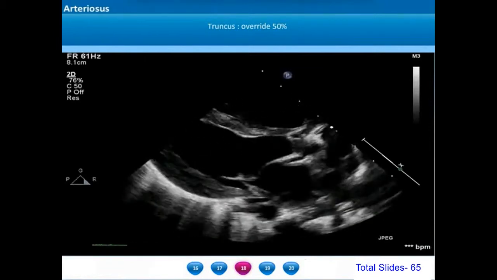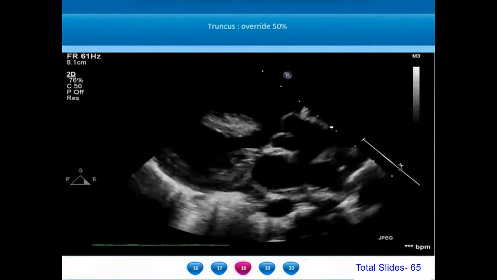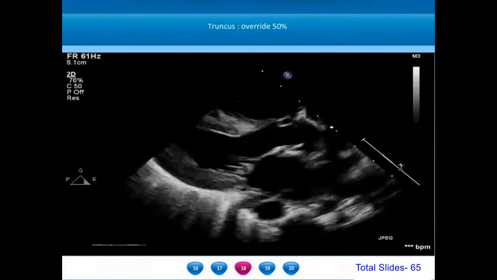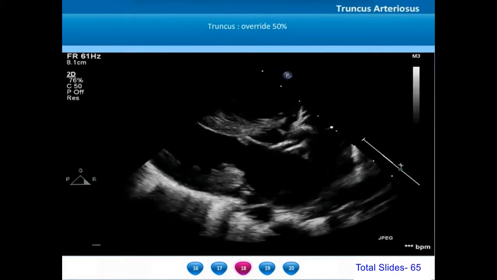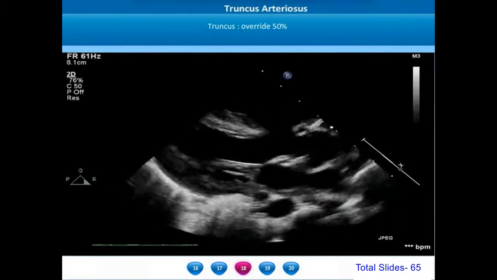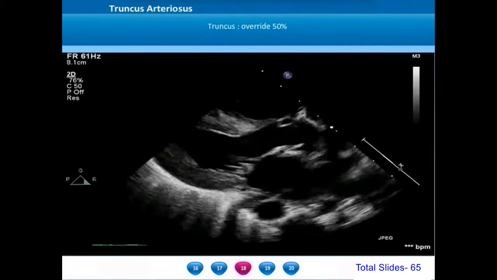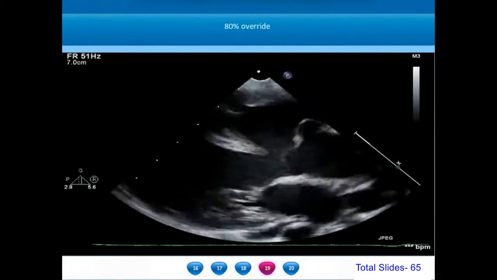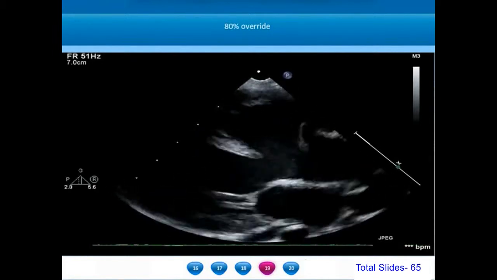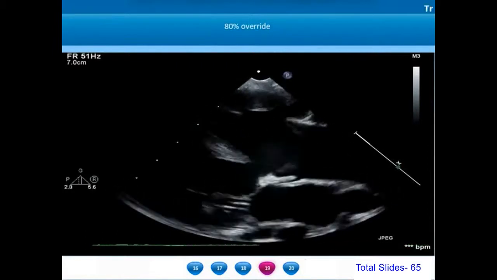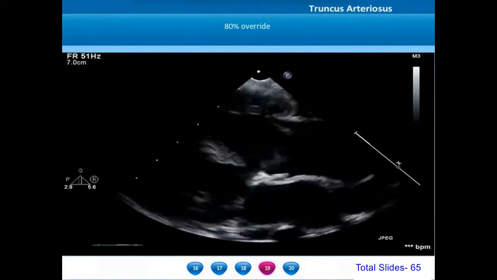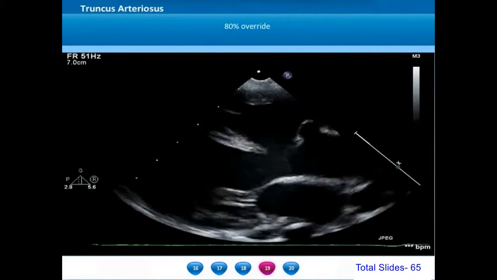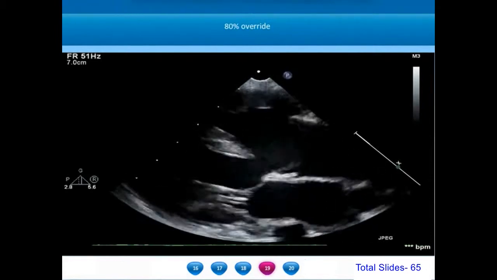If we draw a line along the interventricular septum and draw it further towards the truncal valve, we will notice that 50% of the truncal valve annulus will be committed to the right ventricle and 50% of the truncal valve annulus will be committed to the left ventricle. This is defined as truncal override of around 50%. Sometimes truncus arteriosus can be associated with more and more degrees of override. This parasternal long axis view shows an example of a truncus arteriosus which is almost 80% committed towards the right ventricle. So this will be more than 50% truncal override.